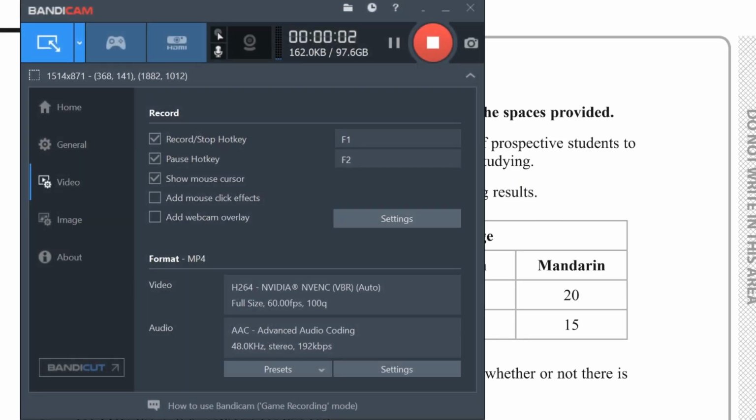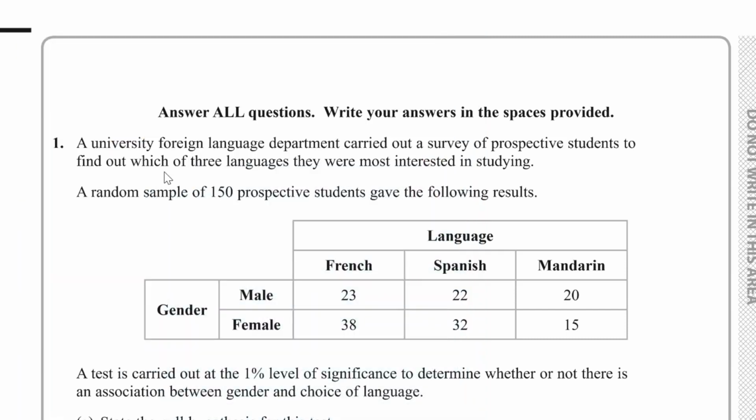Question number 1. We have here a university foreign language department which carried out a survey of prospective students to find out which of 3 languages they were most interested in studying. A random sample of 150 prospective students gave the following results. We see the results in this table. A test is carried out at the 1% level of significance to determine whether or not there is an association between gender and choice of language.